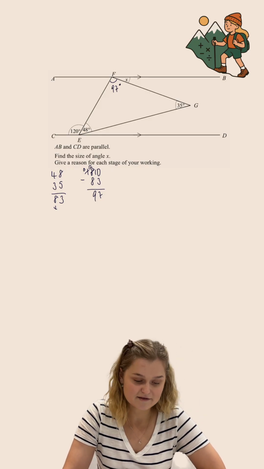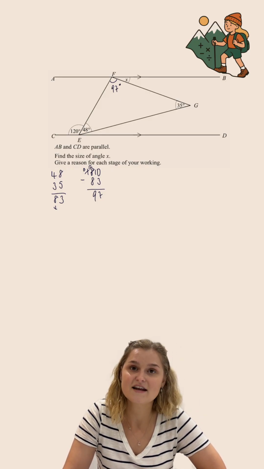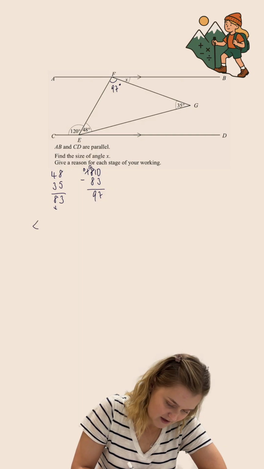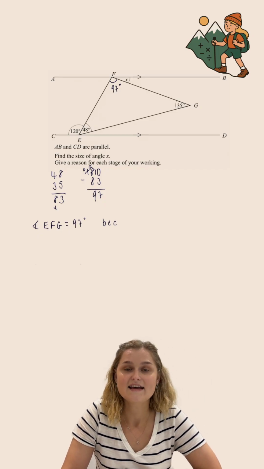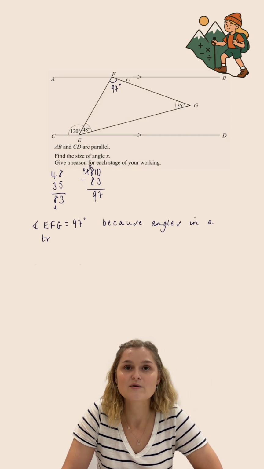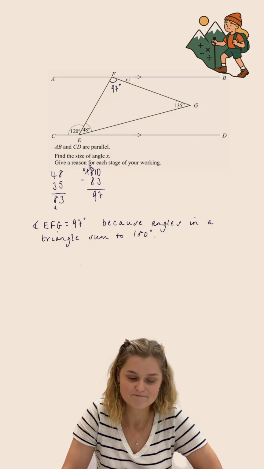But my question specified that I need to give a reason for each stage of my working. So I'm going to write under here, angle EFG is equal to 97 degrees. And my reason there is because angles in a triangle sum to 180.